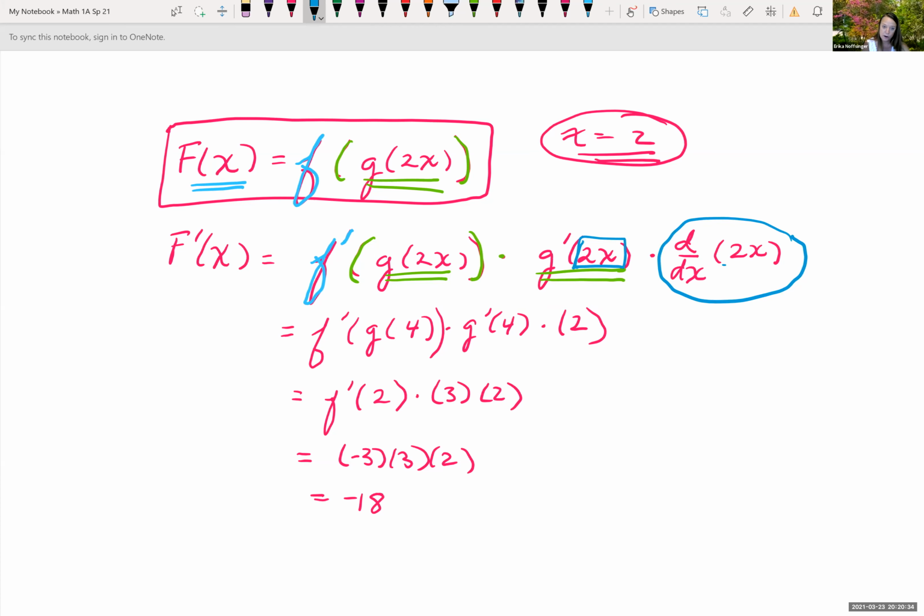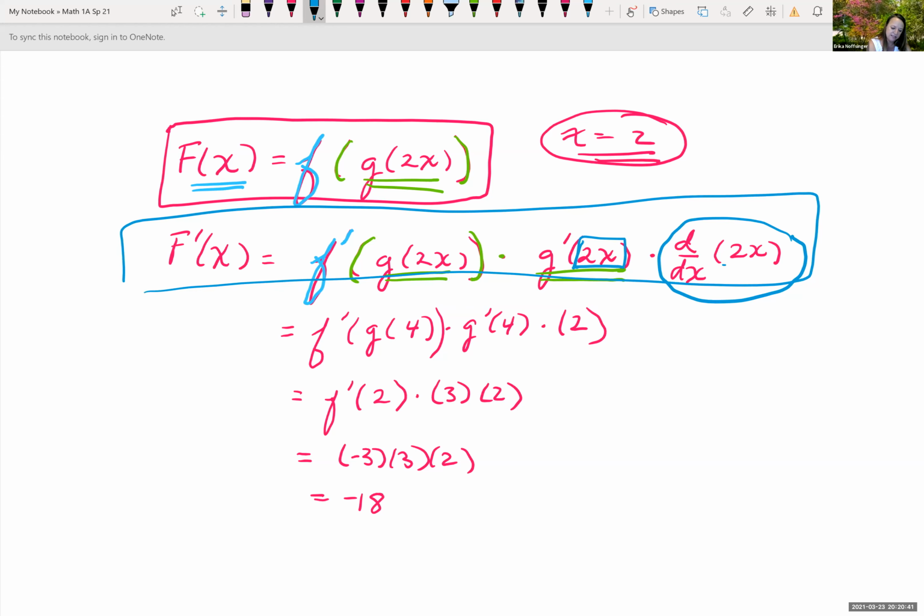And then I started to go in and plug in. So I looked at my rule that I had, and wherever I saw an x, I replaced it, where x equals 2. So if we look at 2 times x, which is 2, we get that the inner piece here is g of 4. Again, if I plug in 2 for x, I have g prime of 2 times 2, so g prime of 4. If I take the derivative of 2x, though, that gives me back just 2. There's no value there to plug in anything for x.